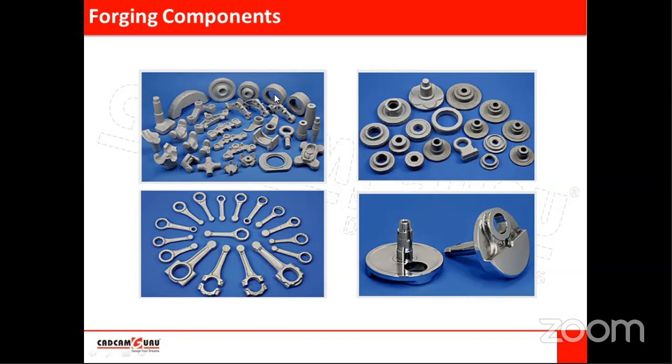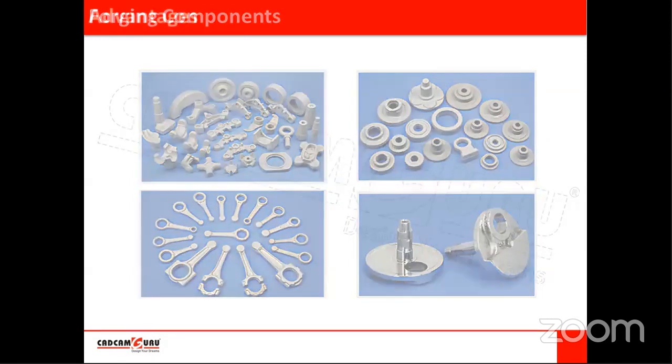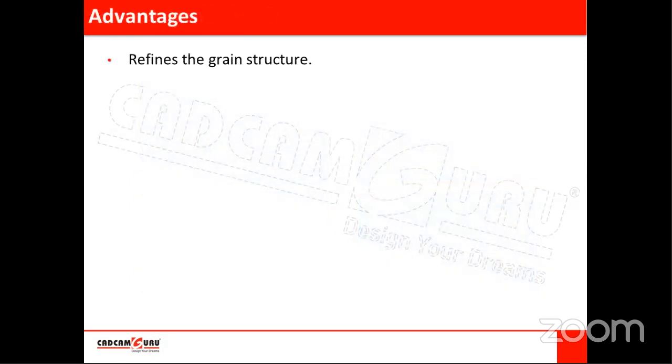These are simple components, and we can manufacture them by machining also. For connecting rods also, we can go for a milling operation and manufacture such components using milling. Then why go for forging? So just understand the advantages of the forging process.